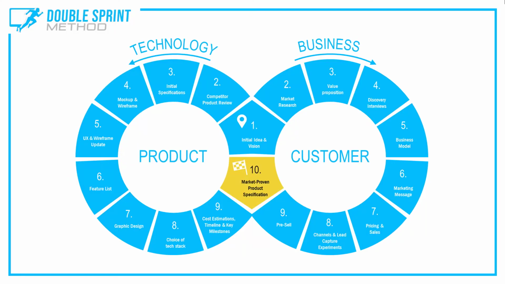And here's the finish line, step number 10, market-proven product specifications. It means if you did everything right, you will have the specifications of the product that customers are willing to pay for. And you found the technical solution from the other side, and you already know how much it could cost you, at least rough estimations, when this could be done, and you have the efficient way to bring even more new customers to the solution when you have built it. So that's how the double sprint method works.